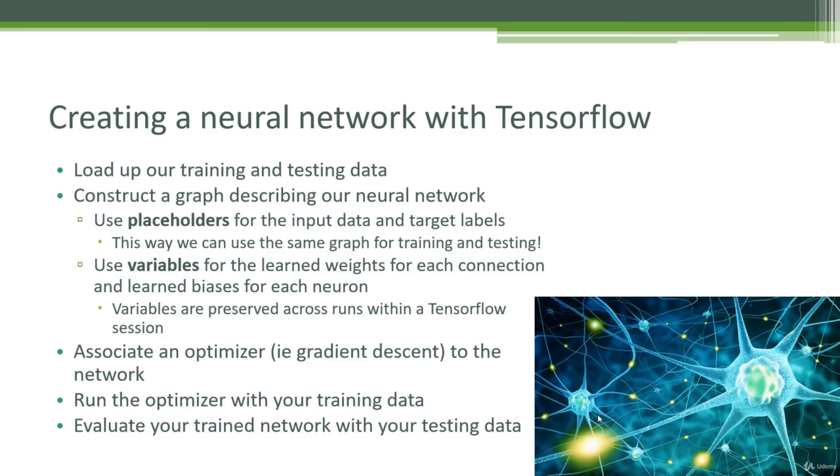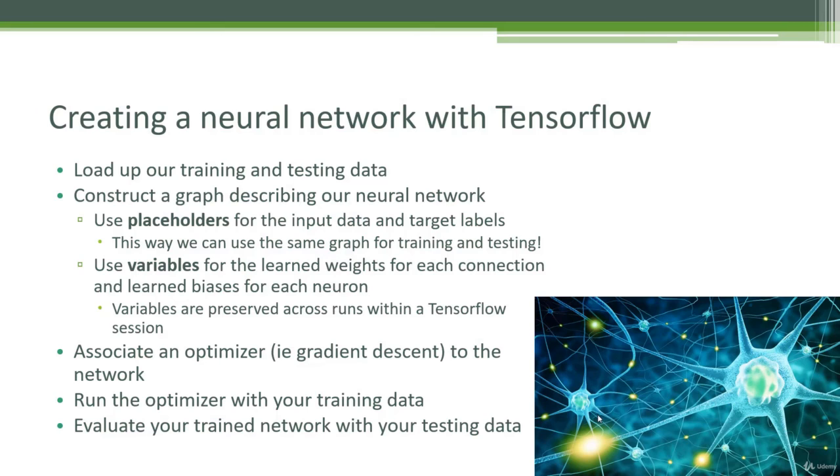After that, we need to associate some sort of an optimizer to the network as a whole. TensorFlow does make that very easy to do. It can be gradient descent or some variation thereof, such as Adam. We will then run our optimizer using our training data, and again, TensorFlow makes that pretty easy to do as well. And finally, we'll evaluate the results of our trained network using our test data set.